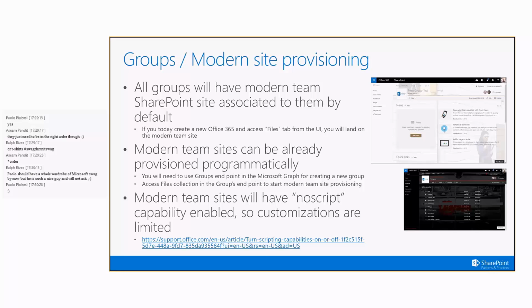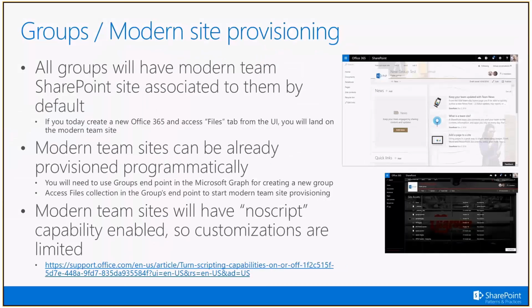Now, all Office 365 groups will have a modern team site associated to them by default. Like mentioned, that's already available. You can already create this manually, but you cannot manipulate it. For programmatic creation, you can create these modern team sites by using the groups endpoint in the Microsoft Graph. If you create a new group using the Microsoft Graph endpoint, and then you hit the files collection in the group's endpoint, that will actually provision the SharePoint site for the group itself.